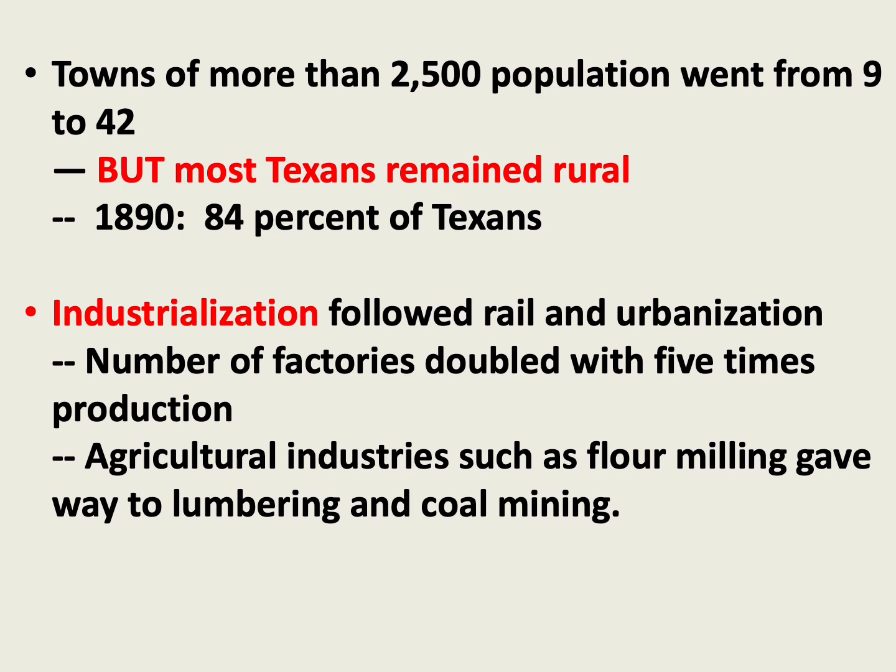The number of factories doubled, and production, the amount of production, which is a better indicator, went up by a factor of 5. And many of these industries were to process agricultural products, such as milling flour or taking trees and producing lumber from them. Also, there was some coal mining in the northern part of the state.